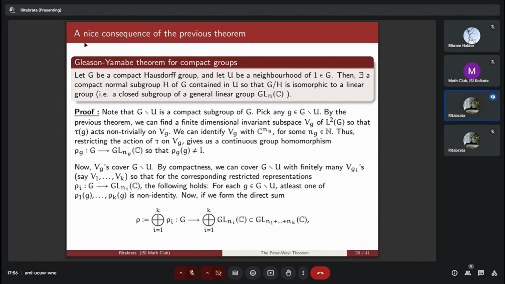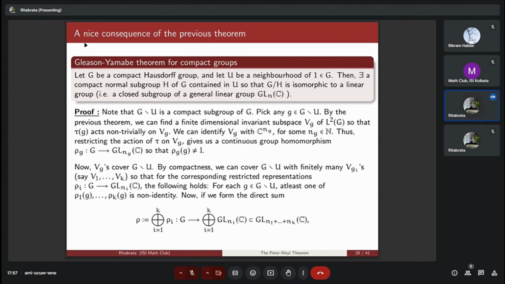Pick any g in G difference U. By the previous theorem, we can find a finite dimensional invariant subspace Vg of L2(G) so that tau of g acts non-trivially on Vg. Now we can identify Vg with C to the power Ng for some integer Ng, because Vg is finite dimensional. Thus restricting the action of tau on Vg gives us a continuous group homomorphism from G to GL_Ng of C.